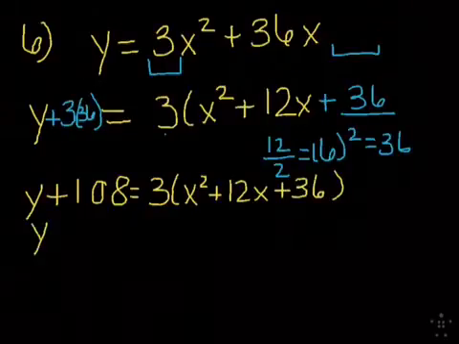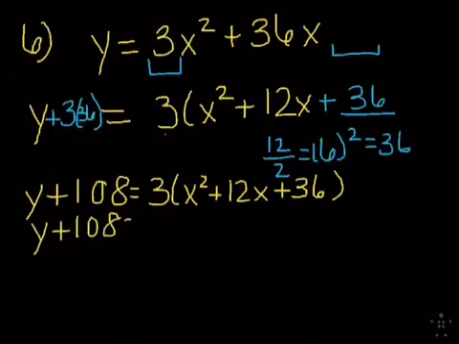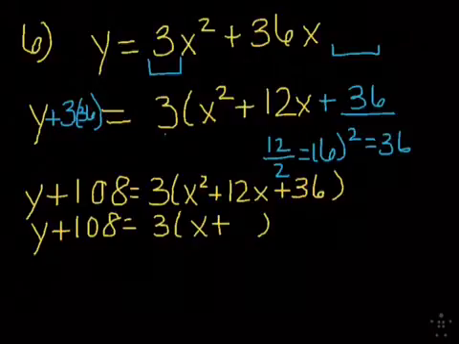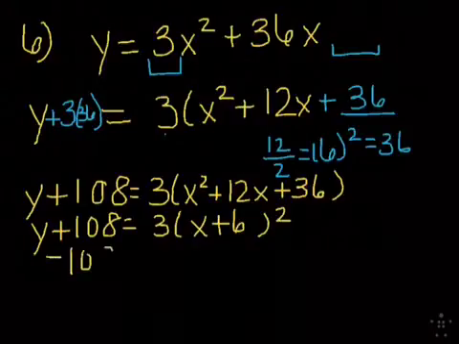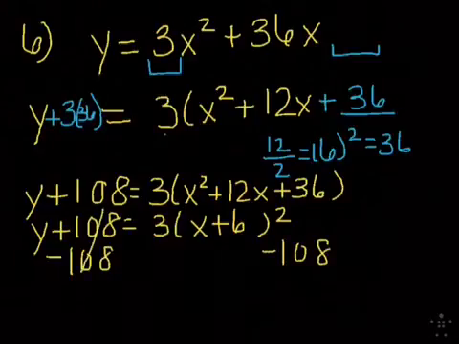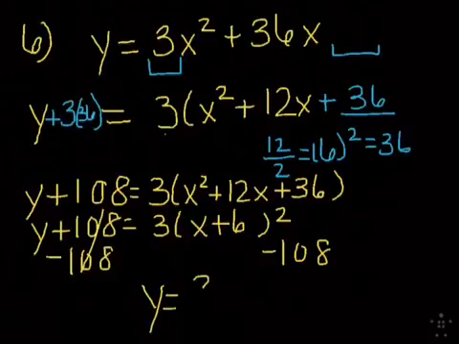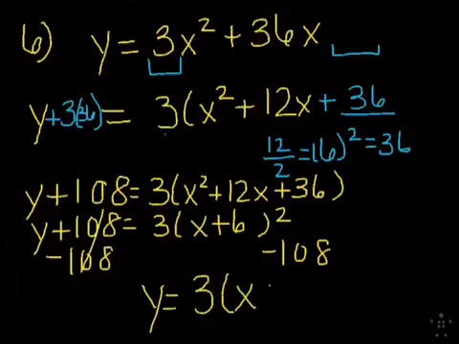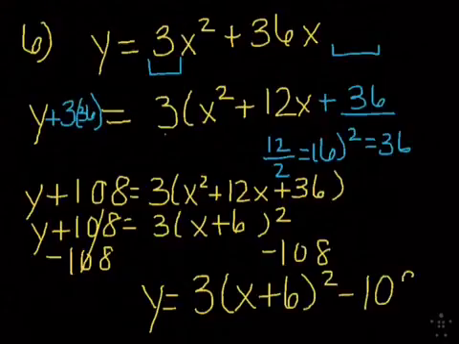So that's y plus 108 equals 3. We'll write it as a square. x plus 6 squared. Subtract 108. Subtract 108. So my final answer is y equals 3 times x plus 6 quantity squared minus 108.